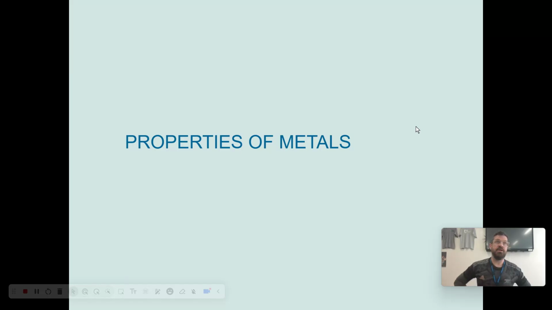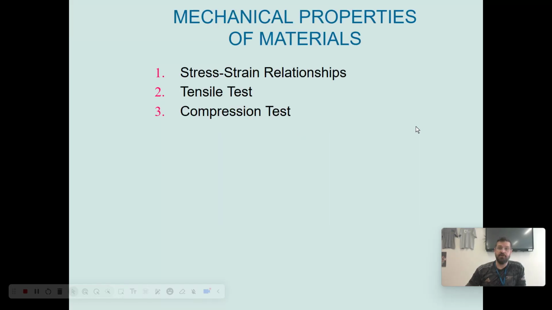We learned what the underlying structure of them is. Today we're going to learn about some of the properties that we care about and how we measure those properties of metals. We're going to learn about something called the stress-strain curve, the relationship between how much pressure or force you apply to an object and how it changes its shape as a result. Stress is the force, in a way, and strain is how much it stretches or compresses or moves.